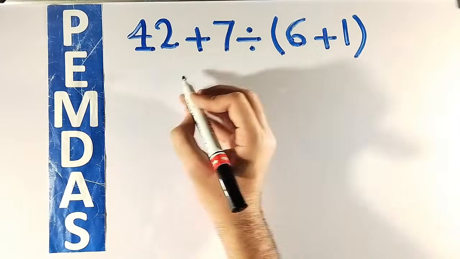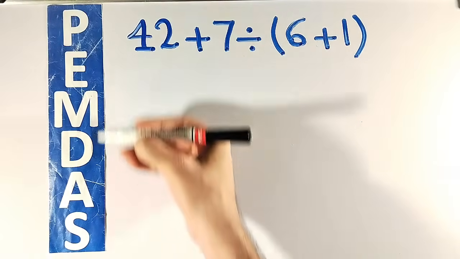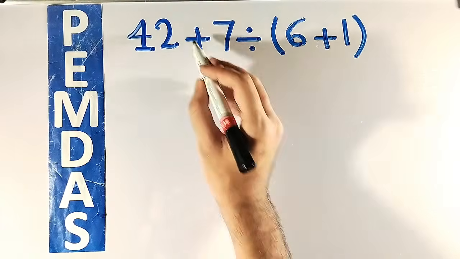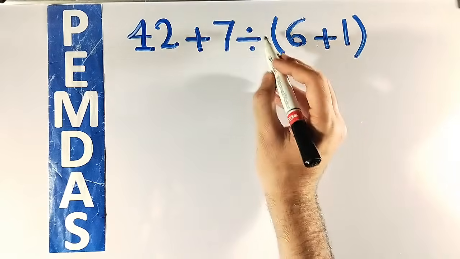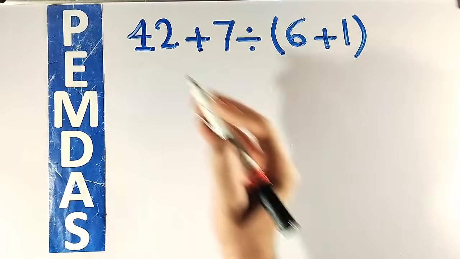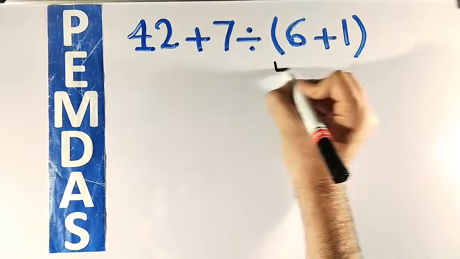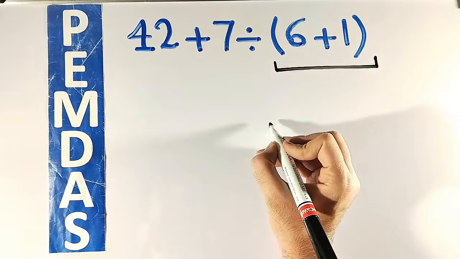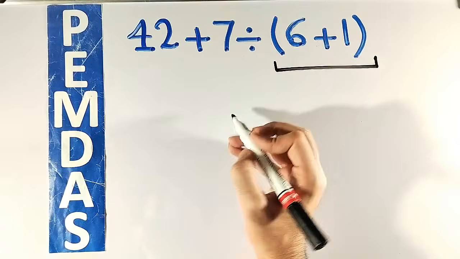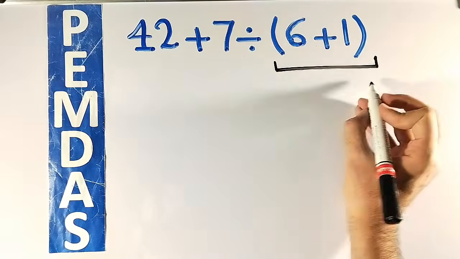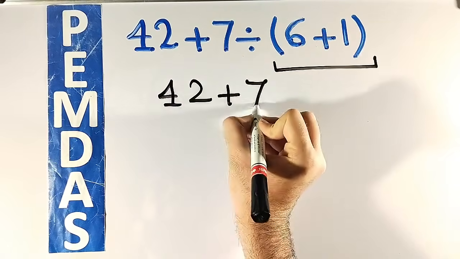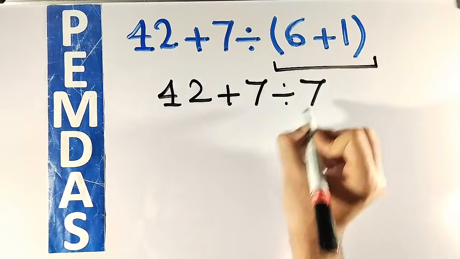To solve this question, we must follow a rule that is called PEMDAS. As you can see on the screen, in this expression, first we have an addition sign, then a division sign, and finally parentheses. According to the PEMDAS rule, first we go for the expression inside the parentheses, because parentheses have the highest priority over the other operations. So, instead of this expression, we can write 42 plus 7 divided by 7.